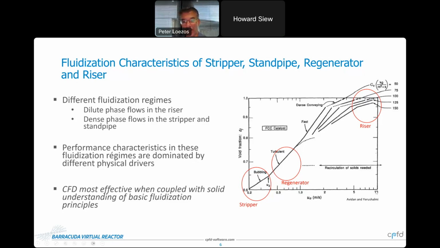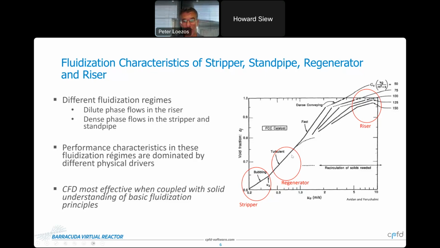If you look at the high velocity end of the plot, around 10 meters per second, we have the fast fluidization regime, and this is where the riser operates. Typically here we have relatively low solid densities of about 5 pounds per cubic foot or less, especially in the upper riser. And the holdup in the riser is going to be proportional to the circulation rate. If we look at the very other end of this plot, the low velocity end, we have the bubbling regime. These are dense phase flows where the stripper and the standpipe operate. Densities here can be 40 pounds per cubic foot or higher, especially in the stripper.